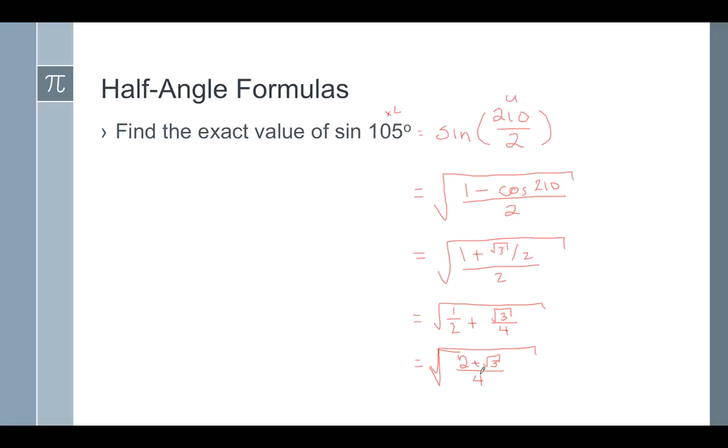And last but not least, we need to square root that bottom piece. That square root becomes a 2 underneath the square root of 2 plus radical 3. And the only thing you have to pay attention to is that 105 is in quadrant 2, and sine is positive in quadrant 2, and therefore this is our answer. And what's interesting is you'll get an answer that looks a little bit different when you use the sum identity compared to this.